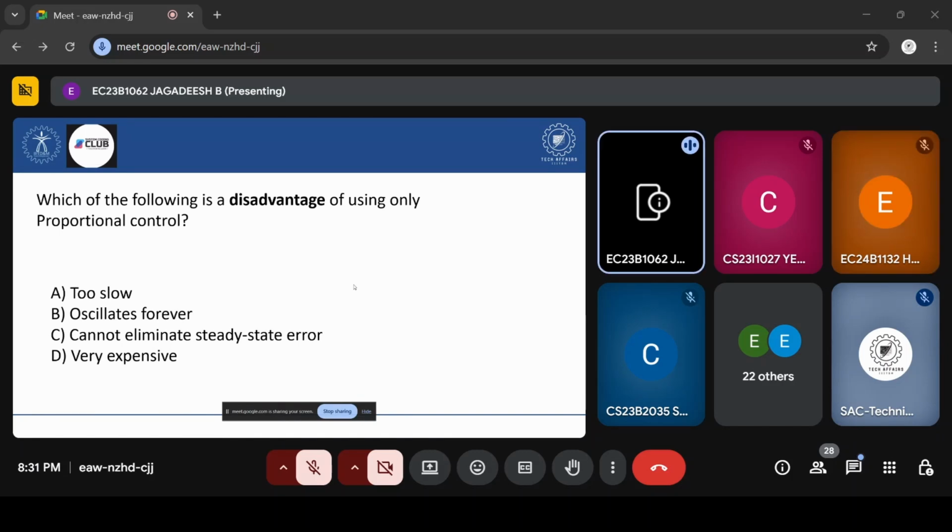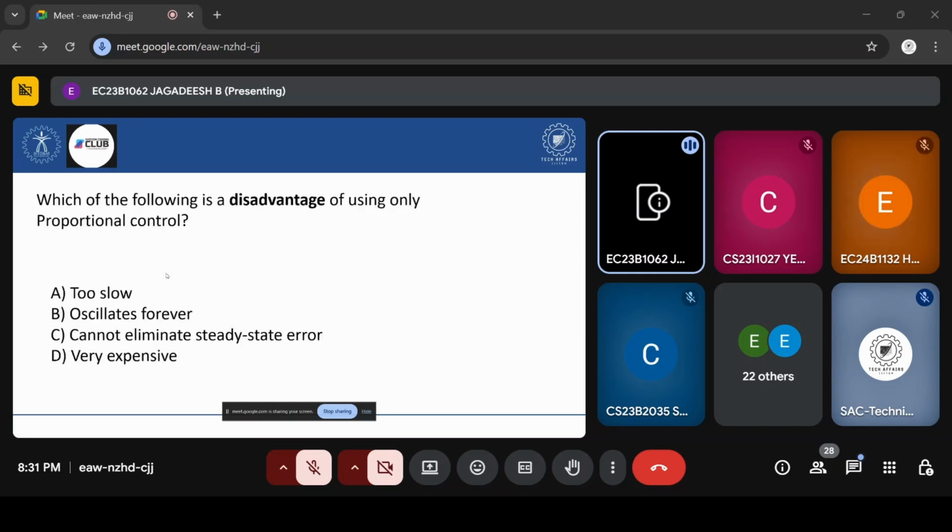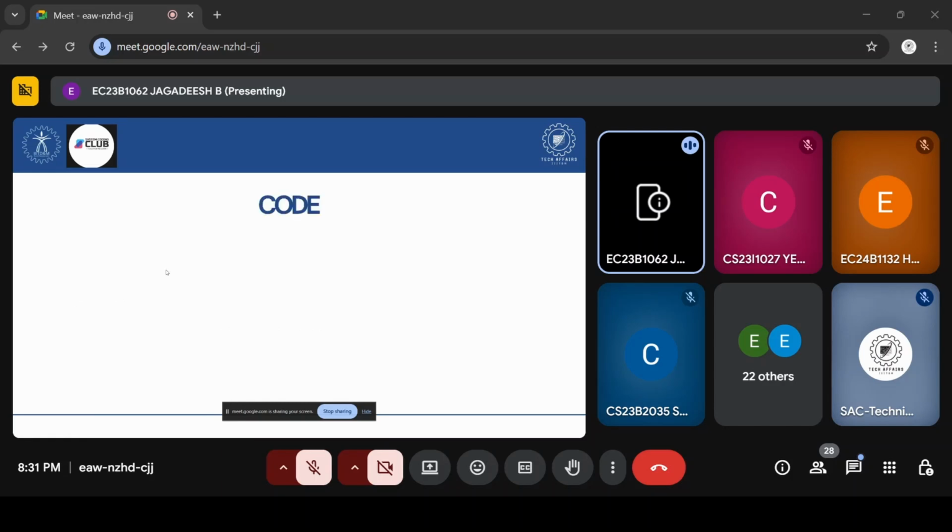Actually, if you see here, if you use only proportional, we are not oscillating always. After 4 or 5 oscillations we will get a value, but we can't reach the same desired value. There will be some error if you use only proportional, so we can't eliminate the steady state error.